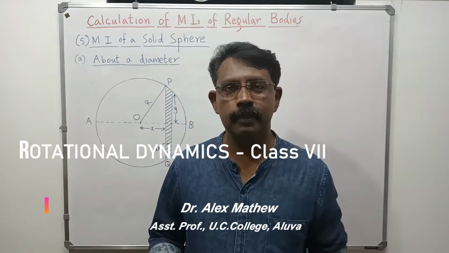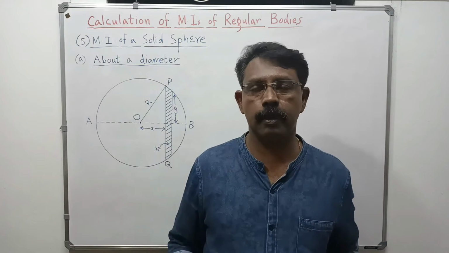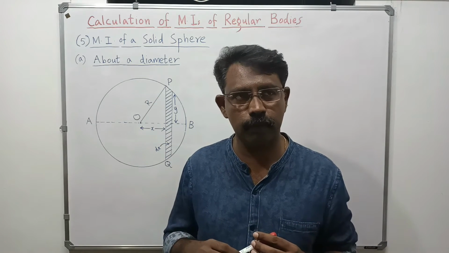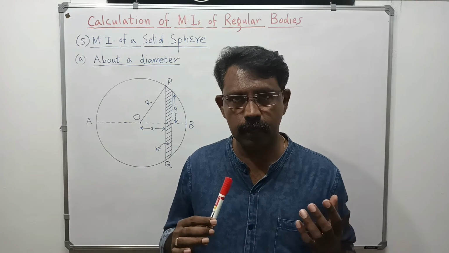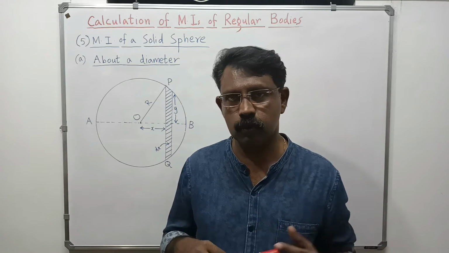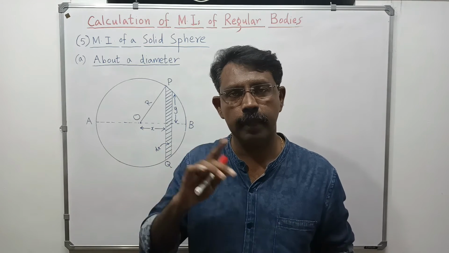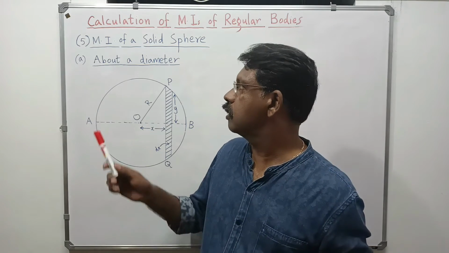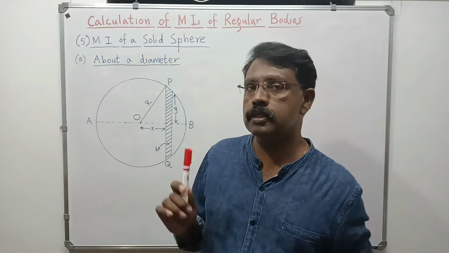The next topic is the calculation of the moment of inertia of a solid sphere. We have already covered the derivation of the moment of inertia of a rod, then a ring, then a disk, and we have seen the moment of inertia of these objects taking different axes. Today we will derive the moment of inertia of a solid sphere.